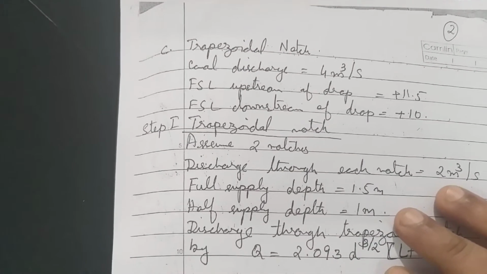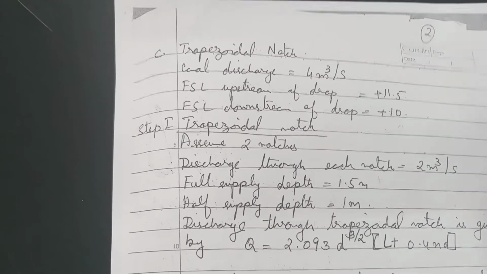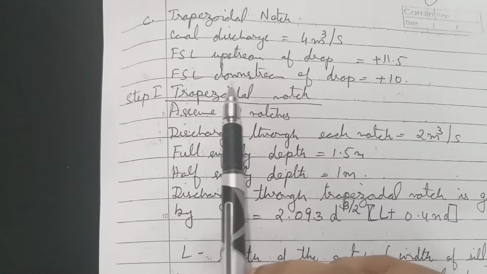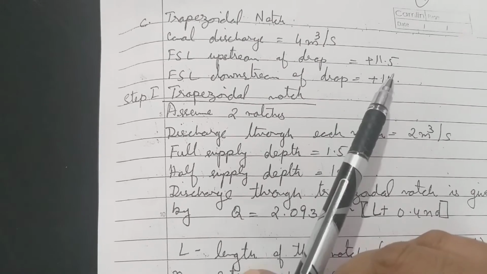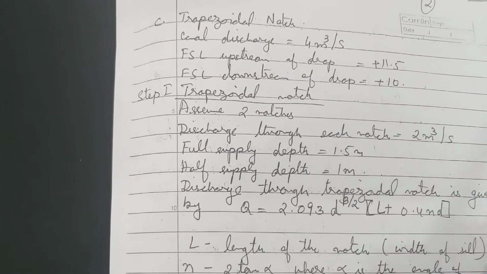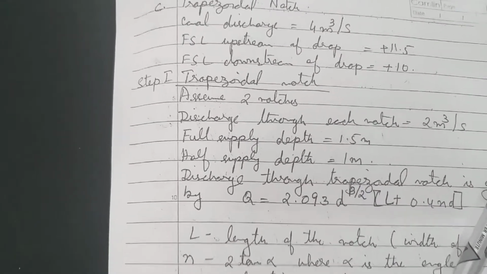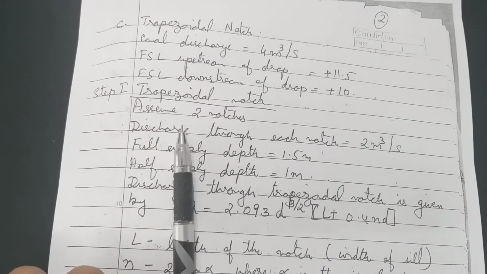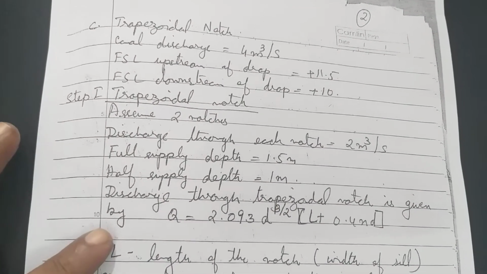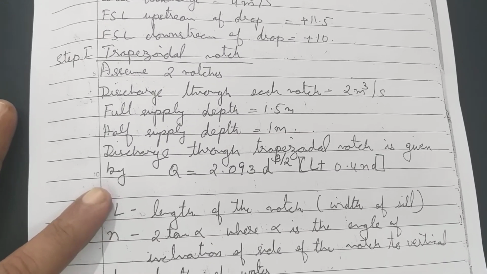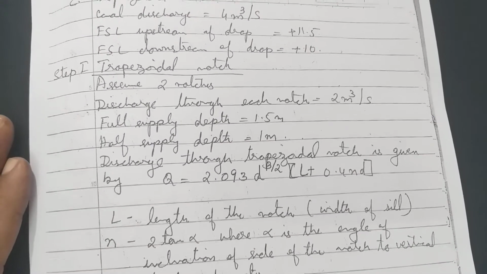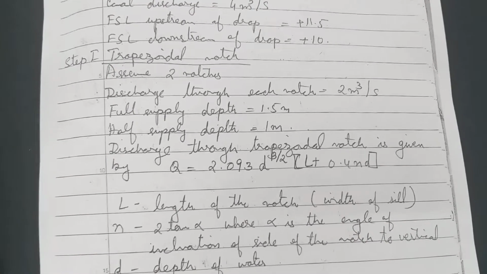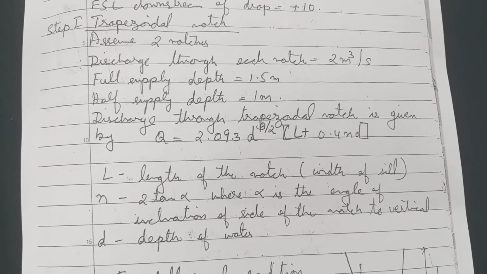The particulars of the trapezoidal notch: canal discharge is equal to 4 meter cube per second. FSL upstream is equal to 11.5. FSL downstream of drop is equal to plus 10. The first step is design of trapezoidal notch. Assume two notches. Discharge through each notch is equal to 2 meter cube per second. Full supply depth is equal to 1.5 meter. Half supply depth is equal to 1 meter.